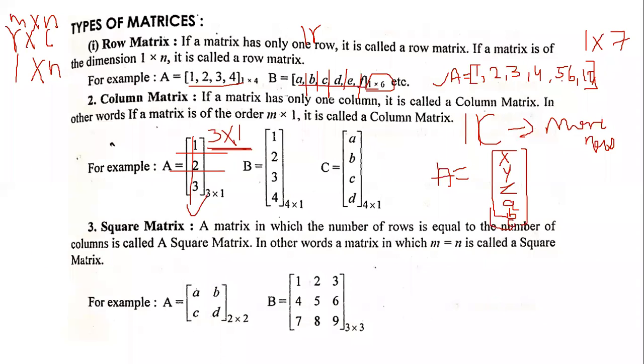Very good. 6 rows and 1 column, so that will be a 6 by 1 matrix. And it is a column matrix. When you have only one column, it is called a column matrix. Okay. So clear with the first two types? Any doubts in the row and column matrix?